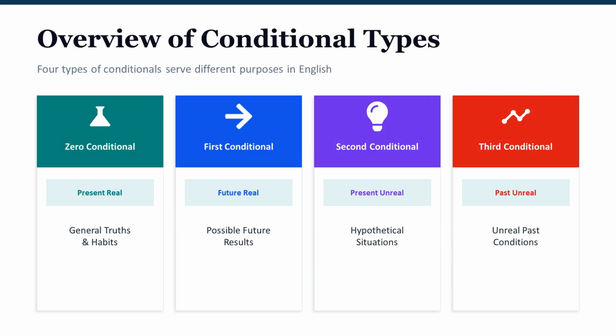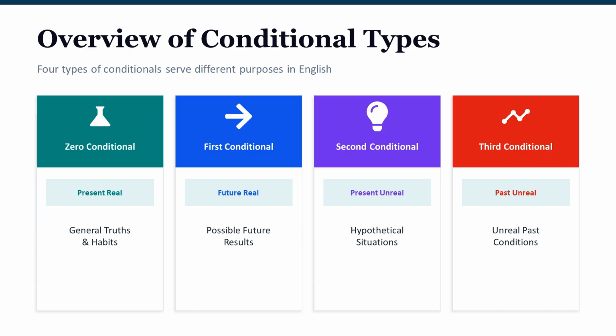Here is an overview of the 4 types of conditional sentences in English. The zero conditional, also called type 0, is used for general truths and habitual actions. It deals with the present real situation. The first conditional, or type 1, talks about possible conditions and their probable future results. This is the future real situation.